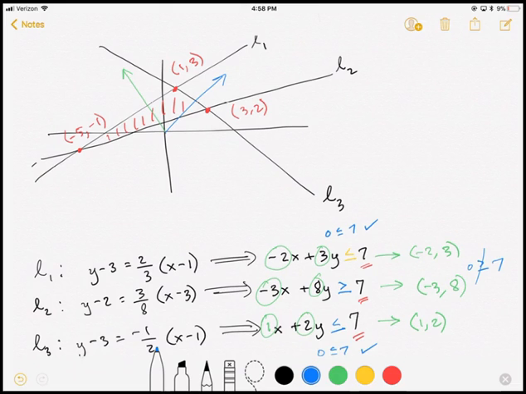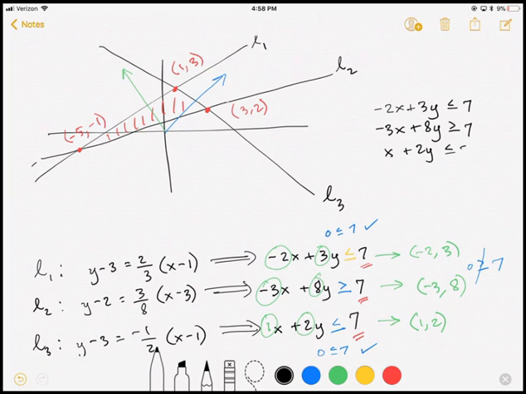So in sum, our system of inequalities is simply minus 2x plus 3y less than or equal to 7, negative 3x plus 8y greater than or equal to 7, and x plus 2y less than or equal to 7. And that will give us the proper feasible region.